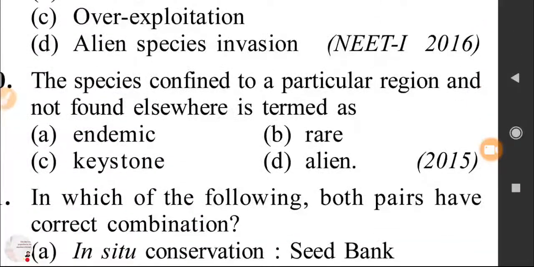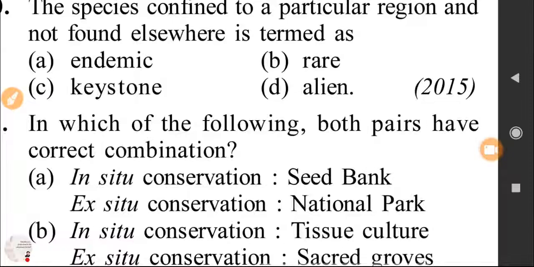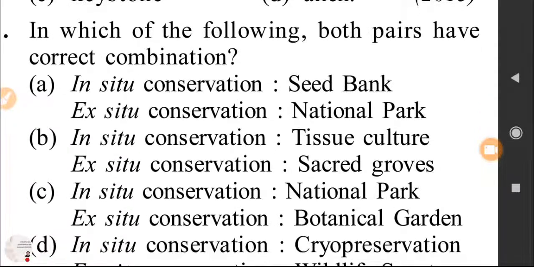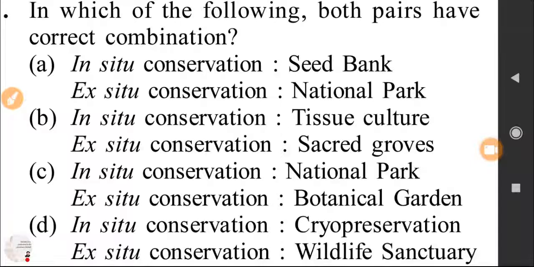Next is: The species confined to a particular region and not found elsewhere is termed as? The simple answer is endemic. Endemic species are found in a particular region. In which of the following do both pairs have the correct combination? I am not wasting much of your time, so the right answer is C: in situ conservation is national park and ex situ conservation is botanical garden.